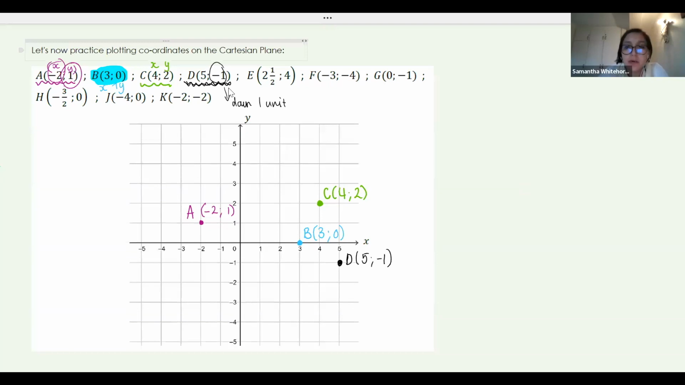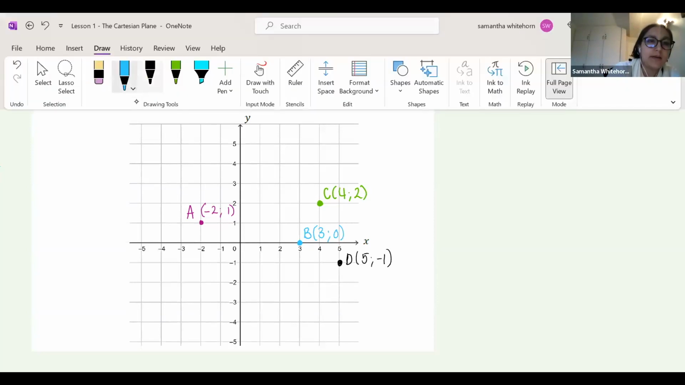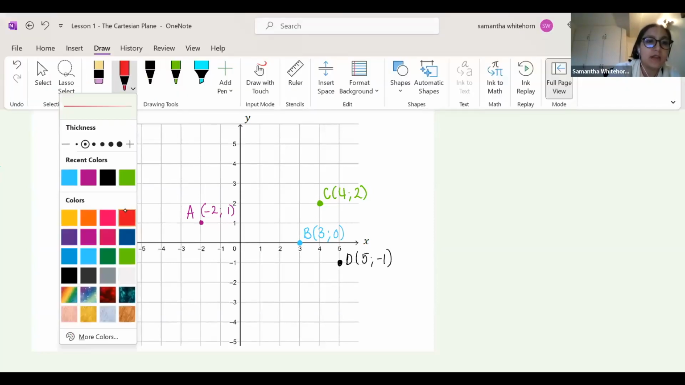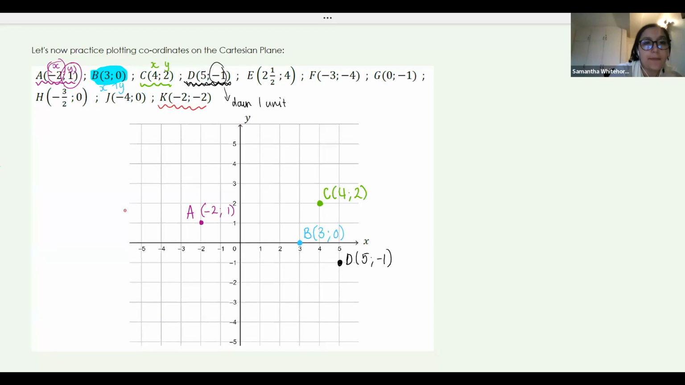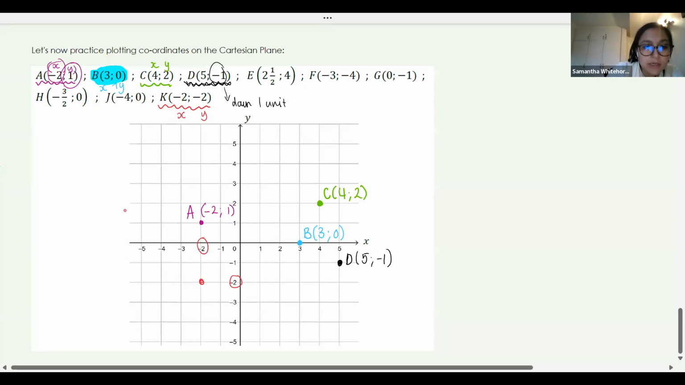When we're plotting points, it's very important that we understand that one little dot, one little point, represents both the x and the y. So if we have a look at one more together, I think it was K that I wanted to do. If we look at point K, this is at -2, -2. So x is -2 and y is -2. So where they meet each other, we are getting our coordinate for K. And so we can plot our point.